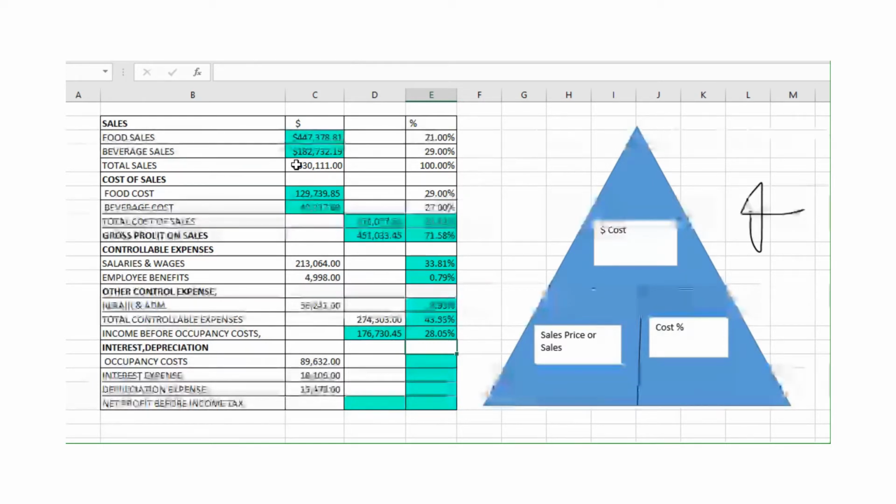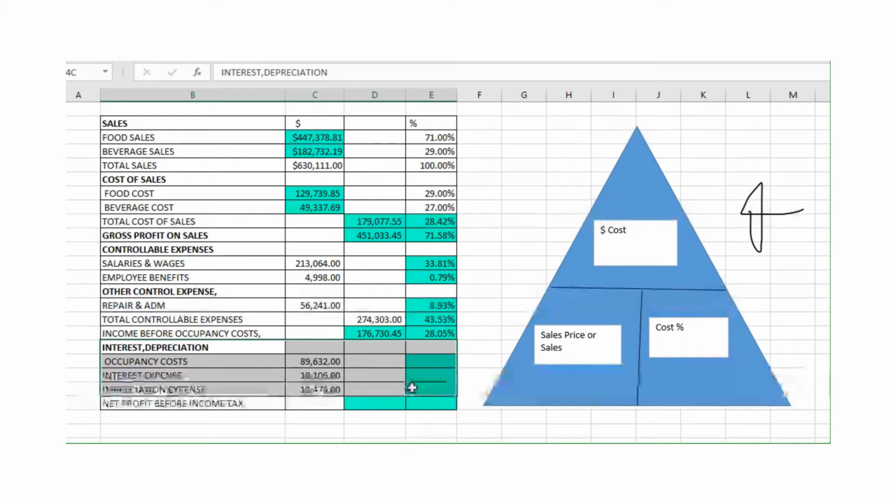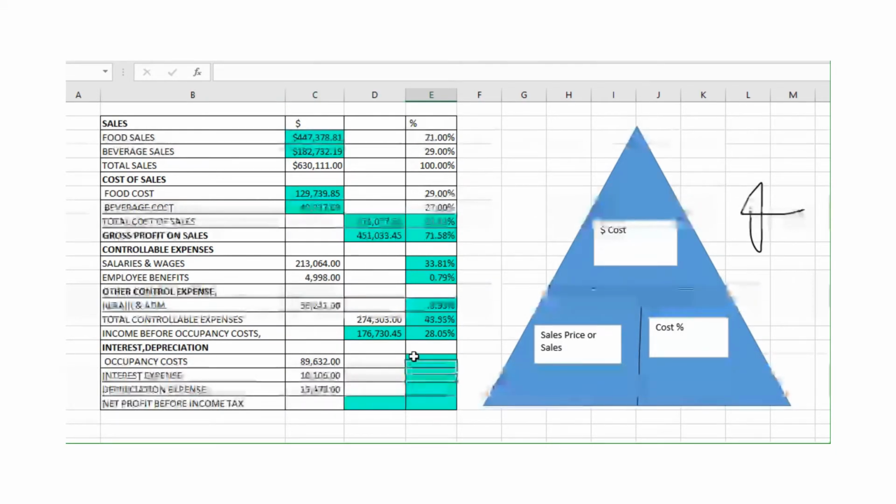Okay. Moving on to the next cost category, which is interest and depreciation. We want to calculate these each as a percentage of sales. So we take the cost item divided by total sales. We're just doing that with each one all the way down. The cost item divided by total sales. Okay, so that's just dividing by total sales. Not so bad.